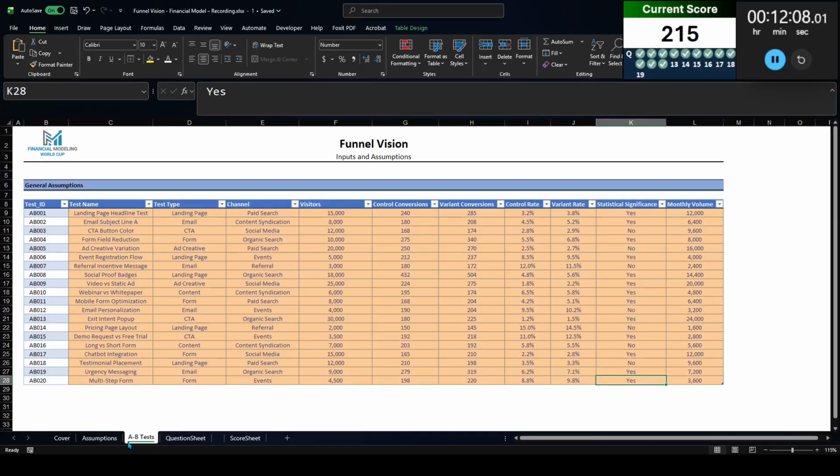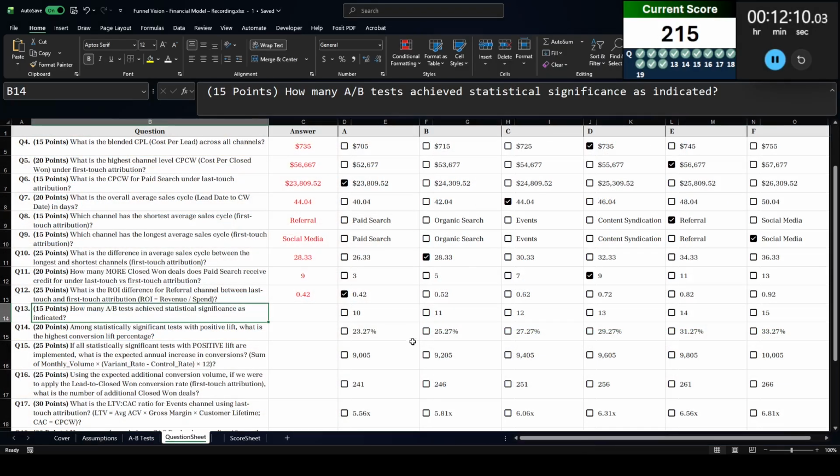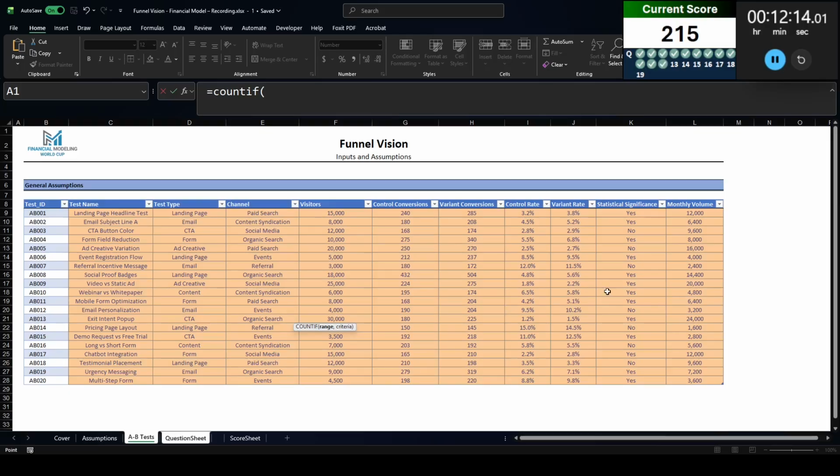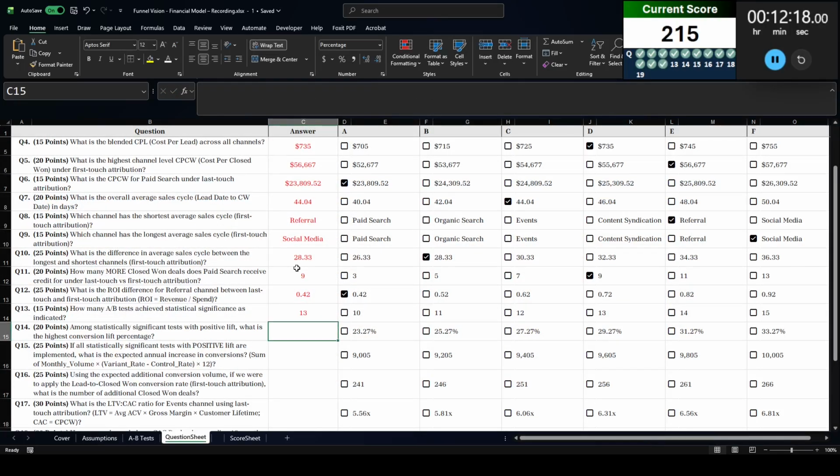We just need to see how many of these say yes, right? So on the question sheet, we're going to count if how many times this column has the word yes. Just like that. I have 13.